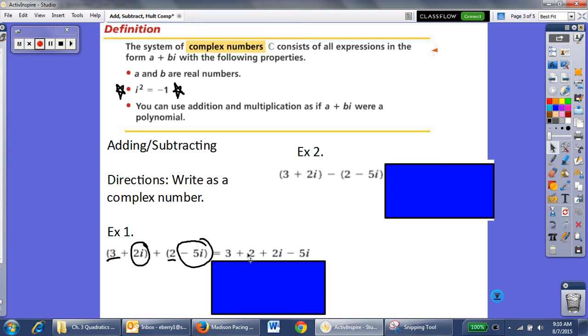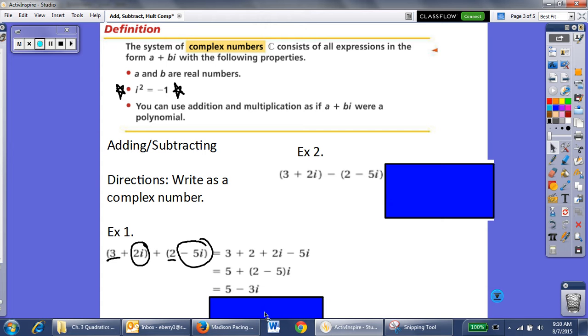So first, we're just going to group them together so that it's easier to keep track of the work. So we have the 3 and the 2 together, and 2i and -5i next to each other. Now combining, so 3 plus 2 is 5, and then we have 2i minus 5i. So really we're just going to subtract 2 minus 5, and that becomes -3i. So just as before, we're using these like we do polynomials.